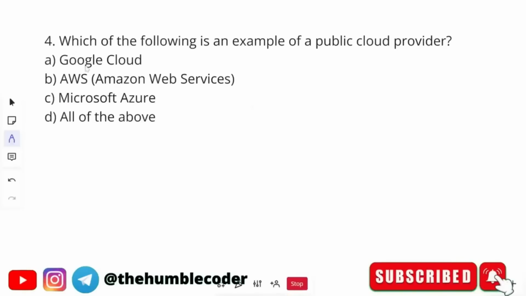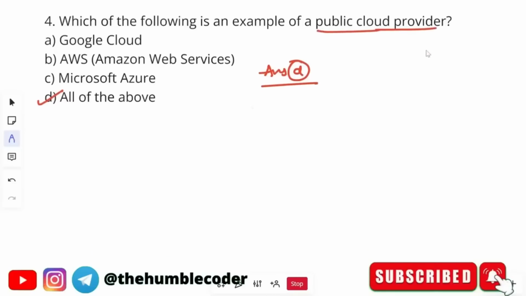Let's look at this question now. Which of the following is an example of a public cloud provider? The options that we have are Google Cloud, AWS, that is Amazon Web Services, Microsoft Azure, and all of the above. So guys, in this one, the correct answer is going to be option number D, that is all of the above. Google Cloud, AWS, Microsoft Azure, all are public cloud providers, okay. So now let's move on to the next question.